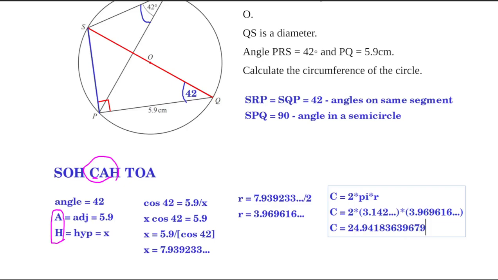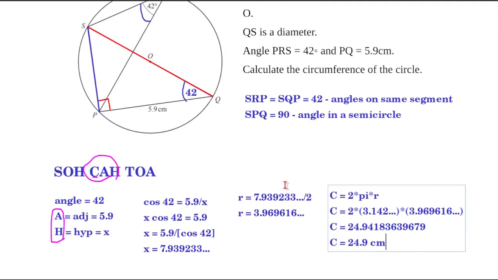Then let's round off this one to 3 significant figures. So the circumference is equal to 24.9 centimeters. And that's it for this lesson.